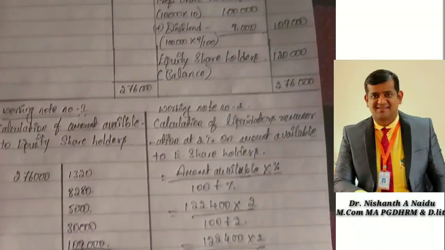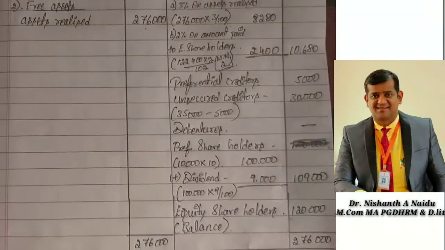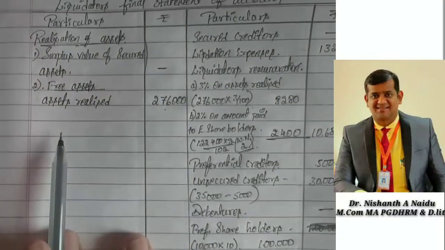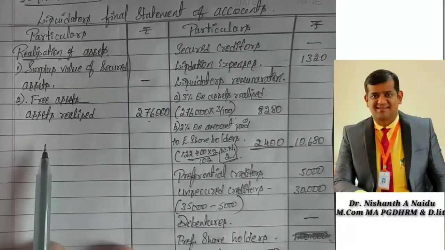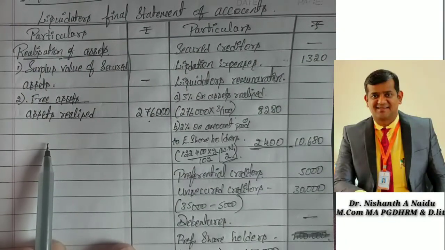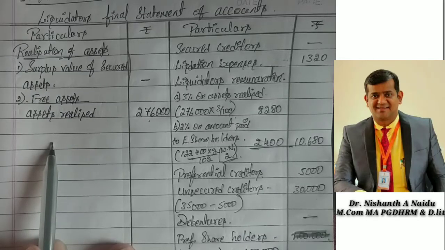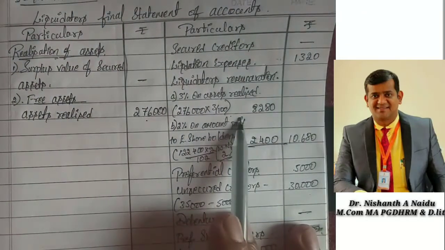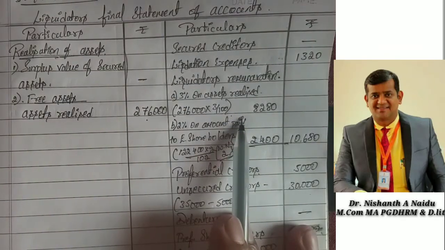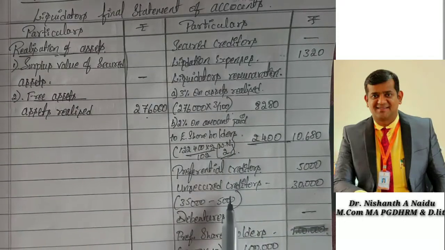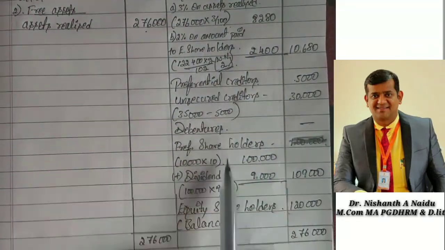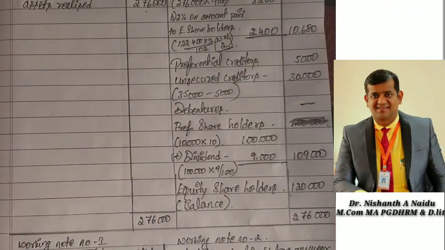So first you should learn the working note part at the time of calculating liquidator's remuneration, what kind of working notes we do. You should always remember that on the debit side we always enter all the assets realized value, whatever amount we receive by selling the assets. In the credit side we always record all the transactions in which we are settling the payments, to whom we are paying. So you must know that.